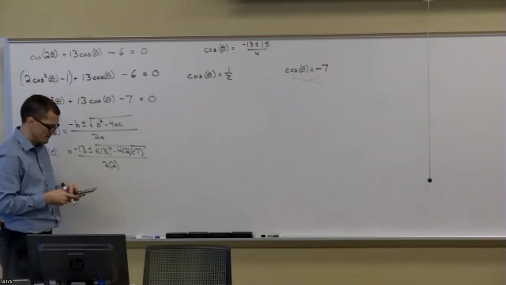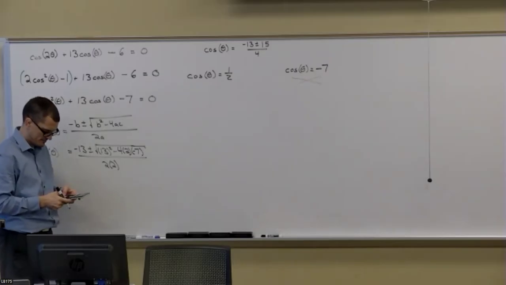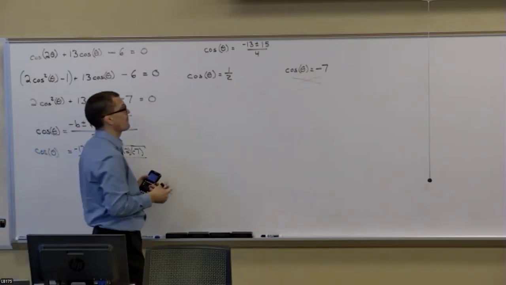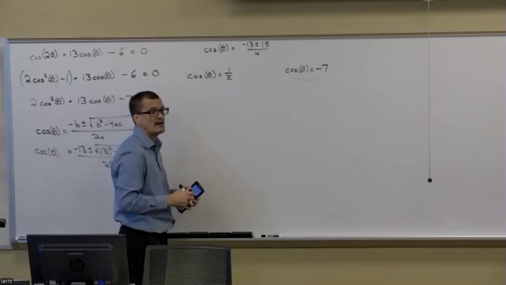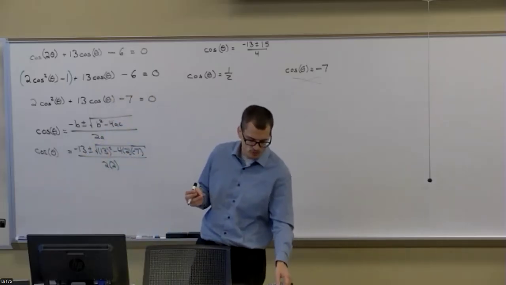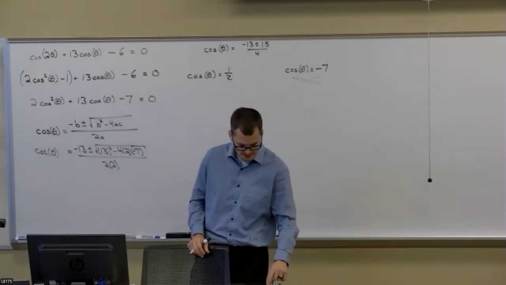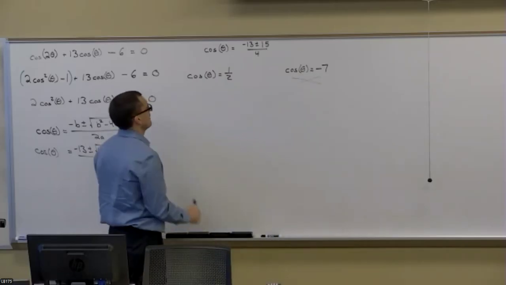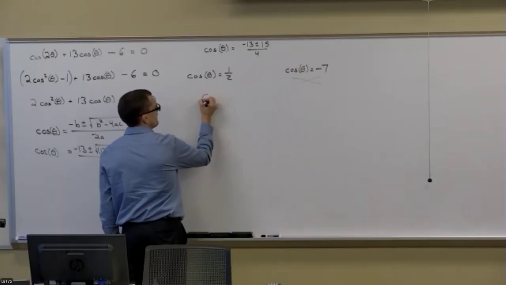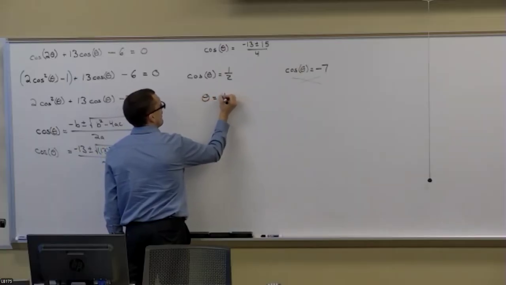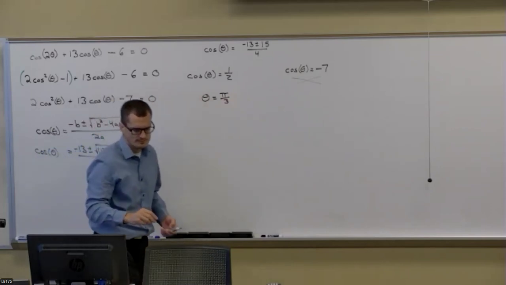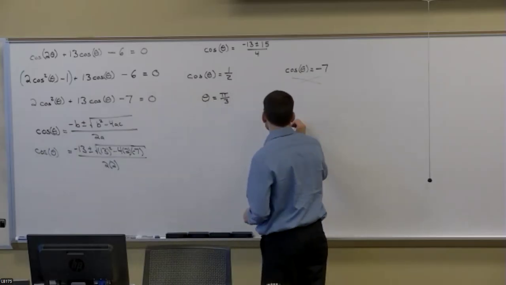For this one, I can just do cosine inverse of 1/2, or I can reference the unit circle. If you did cosine inverse of 1/2, the decimal version of this is 1.05. The unit circle version of this is pi/3. So I'm going to write theta equals pi/3. That makes sense? That gives you one of the solutions.